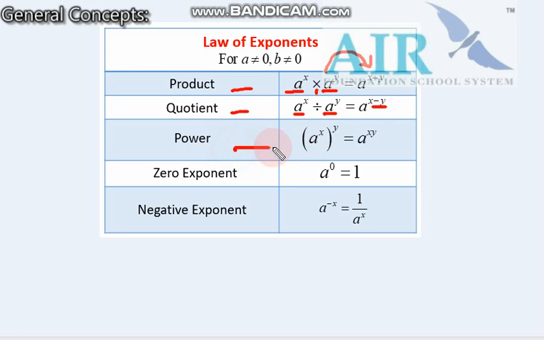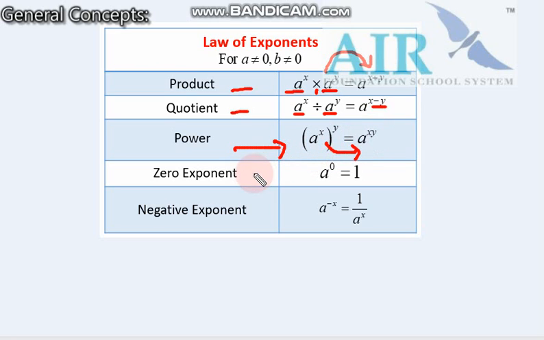Now moving towards the third law, that is power. Here is an example: a power x whole power y. In this scenario, your powers will be multiplied with each other, so it will become a power x into y, or xy. Let's suppose we have a power 2 and y is equal to 2. Then it would be a power 2 into 2, and it will become a power 4. This is just an example for better understanding.